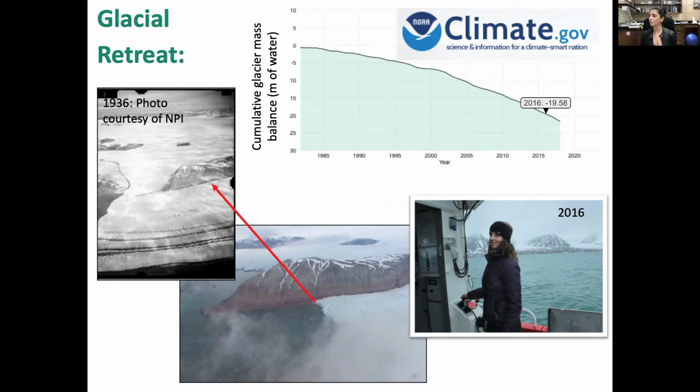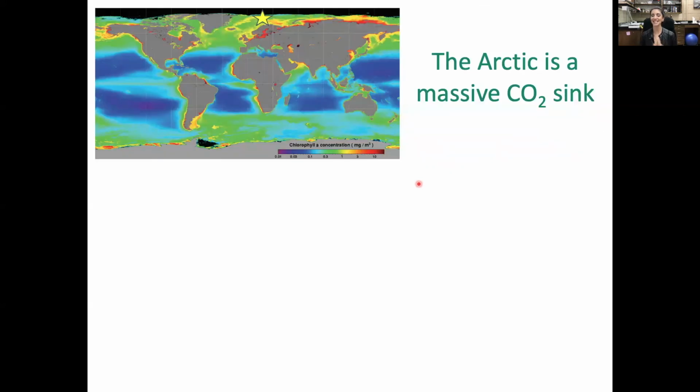And this is a photo of me driving up to one of those areas that were previously inaccessible to researchers that I collaborate with, who have been to these areas before and now are able to access areas that used to be the front of the glacier. Now it's not. So why do we care about the Arctic so much and glacial retreat? We care so much because the Arctic is a massive sink for carbon dioxide.